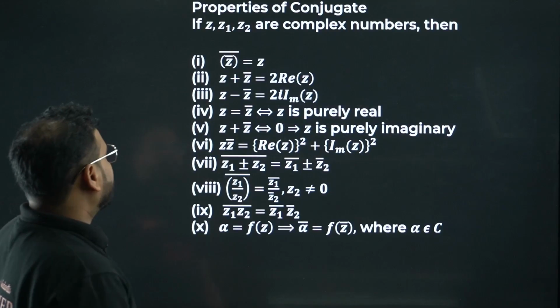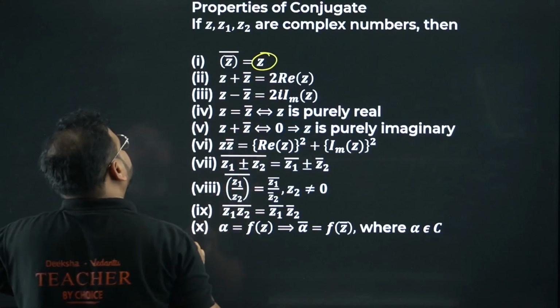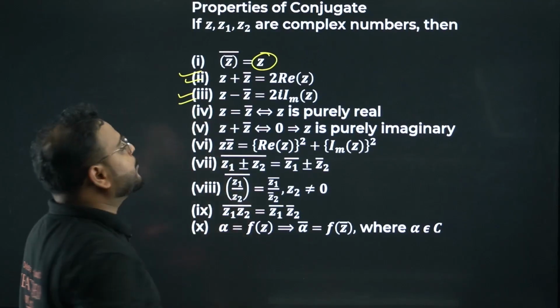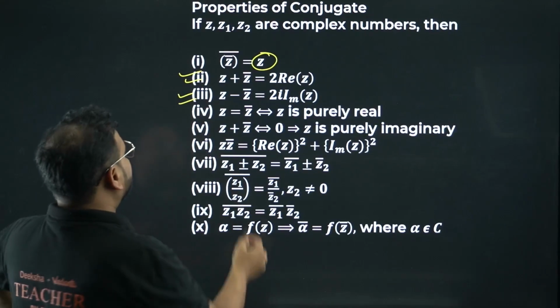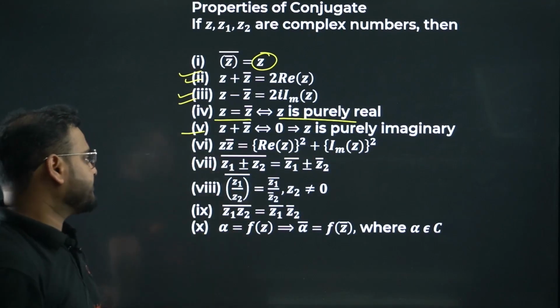Moving on. Properties of conjugates, please check. Conjugate of conjugate will become the number itself, the complex number itself. I already explained this part to you. Real parts and imaginary parts, please check. And the fourth one: z equals z bar means z is purely real. Done this as well already, please check.